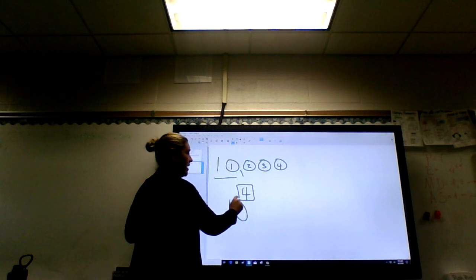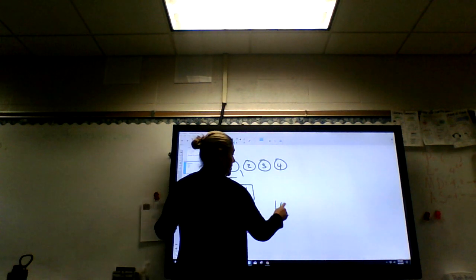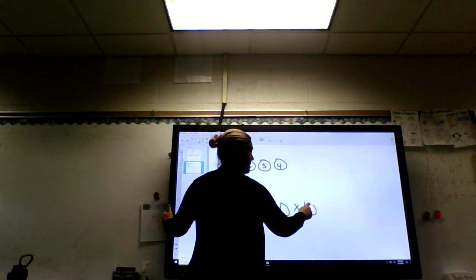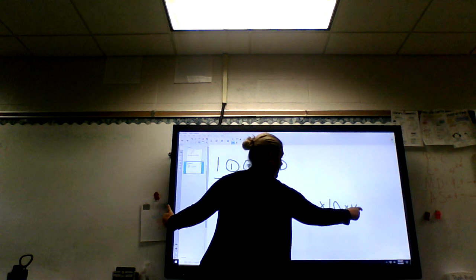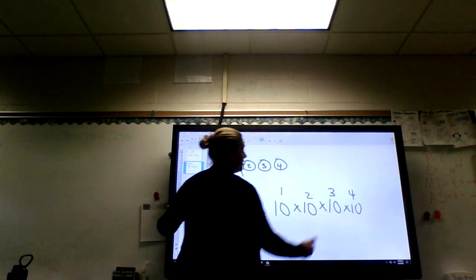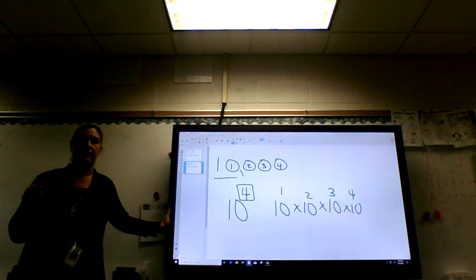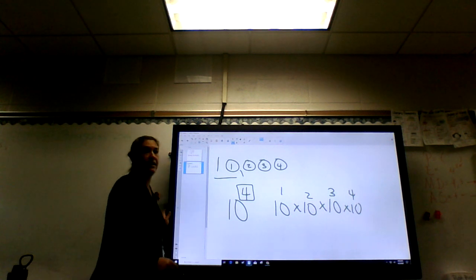Right here is our power of 4. So that's also our multiplication: 10 times 10 times 10 times 10. 1, 2, 3, 4. 10 times 10 times 10 times 10 is 10 to the power of 4, or 10,000.